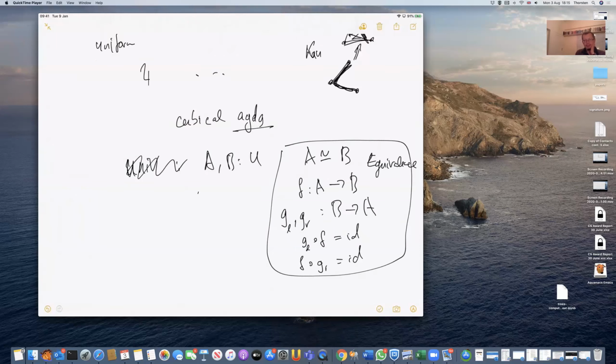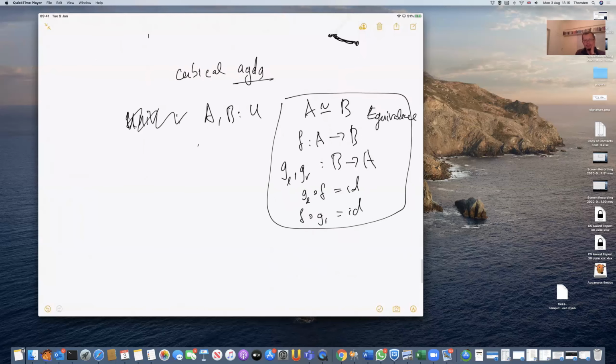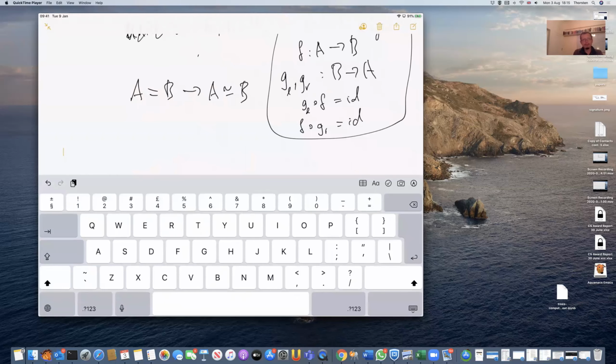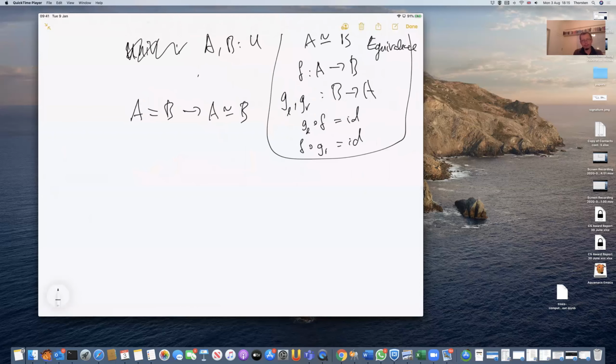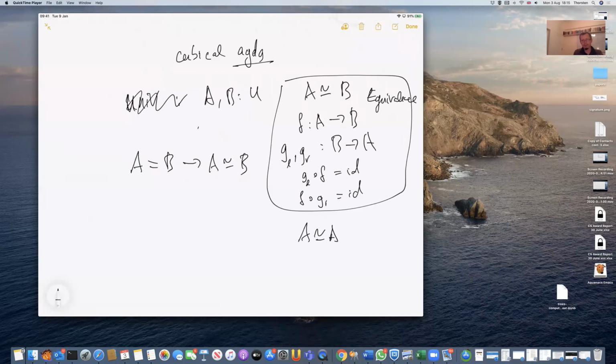Now equivalence is actually reflexive. So we can show that if two types are equal, then they are also equivalent. It's simple, because if you remember the elimination principle for equality, or actually the recursion principle, we only have to show that A is equivalent to A. And that's easy: all the functions are the identity.